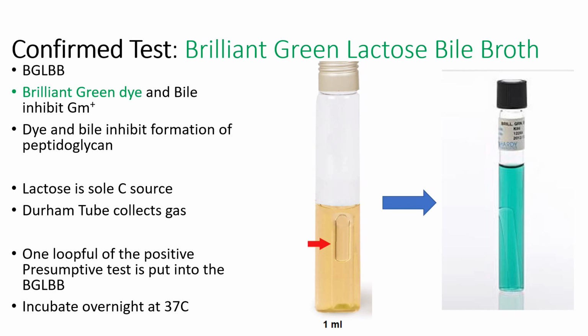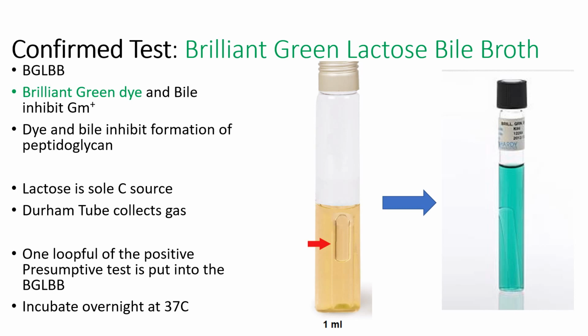Both of these, the dye and the bile, inhibit the formation of peptidoglycan. Peptidoglycan, you remember, is the cell wall, and gram positives have a very thick cell wall, and that is their outermost layer. If they cannot make a good solid cell wall, they will die. So they will not survive in brilliant green lactose bile broth.